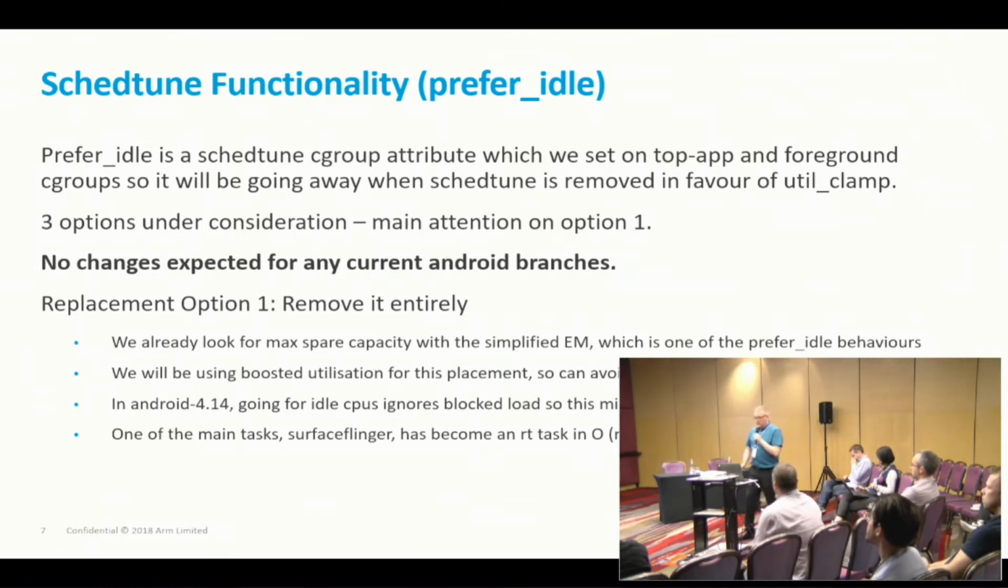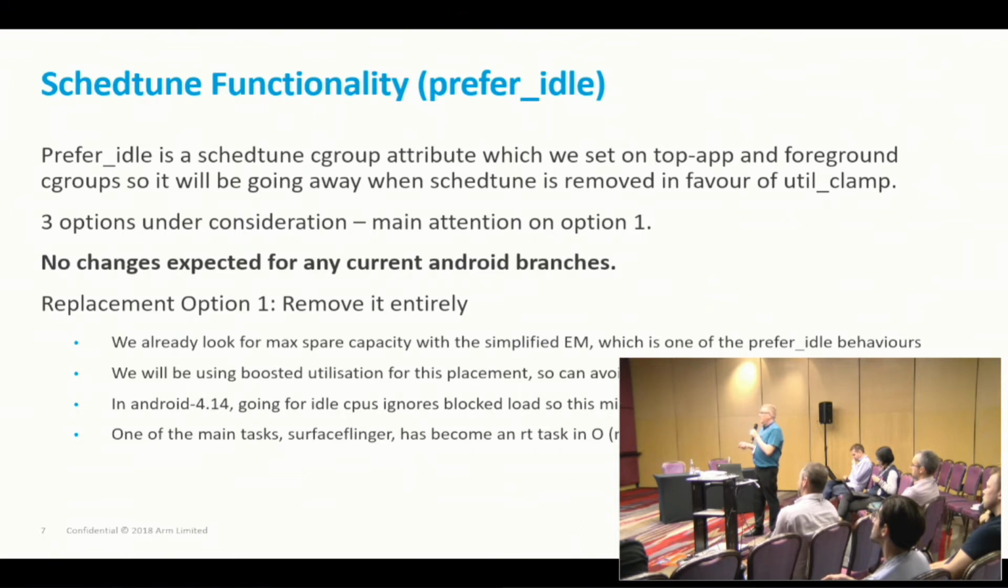So given that we already look for the max spare capacity when we use the simplified energy model, this is one of the prefer idle behaviors anyway, so we can probably just do this for everything. And we already use boosted utilization, so if you set your min util on util clamp to an appropriate level, you can guarantee that these tasks only run on the big side or middle side or whatever.